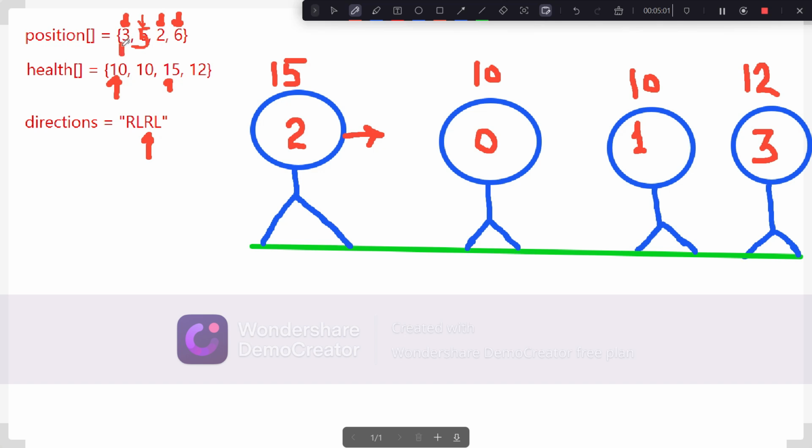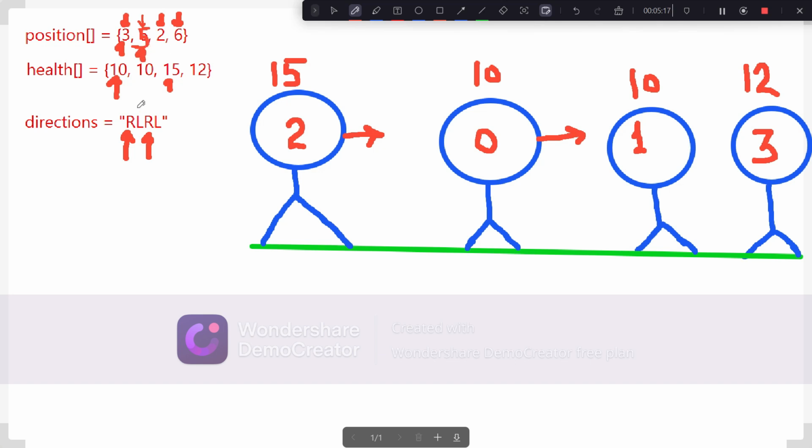First guy, right? The 0 index one. Okay, so this guy is going where? This is going again, this is also right guy. Okay, so this guy is also going to right side. Now come to this one, 5, right?